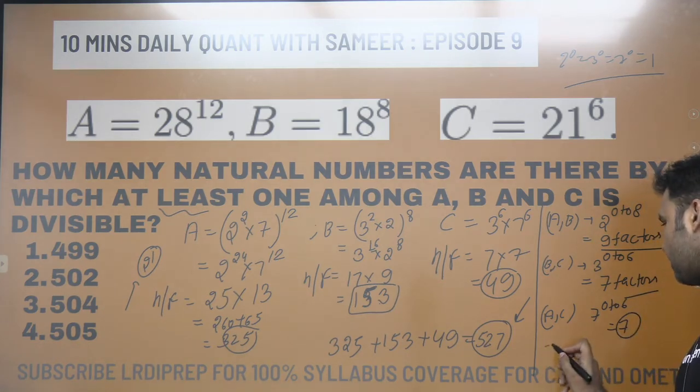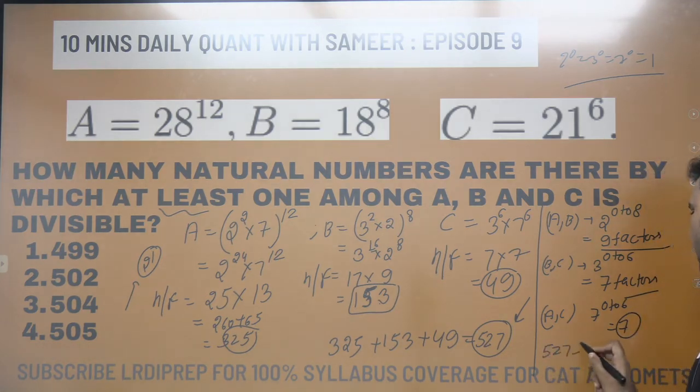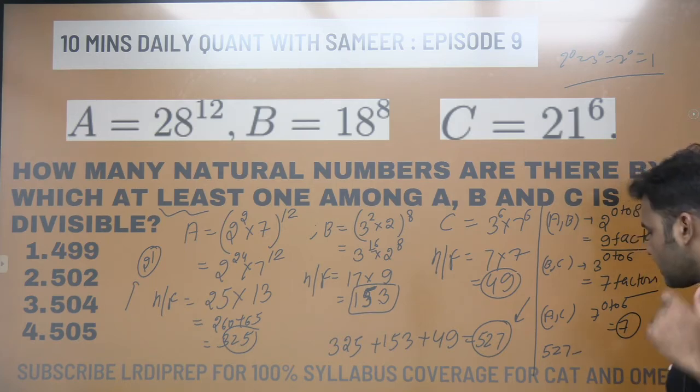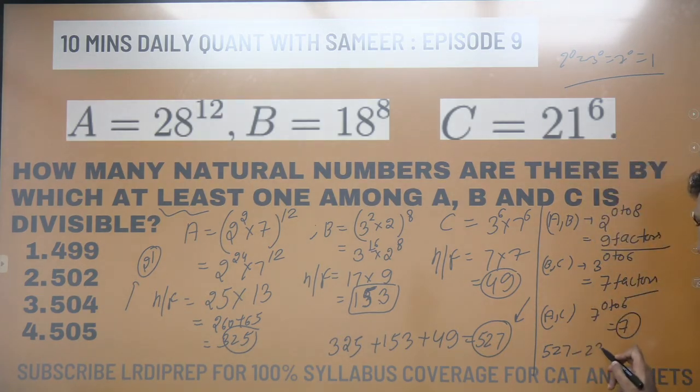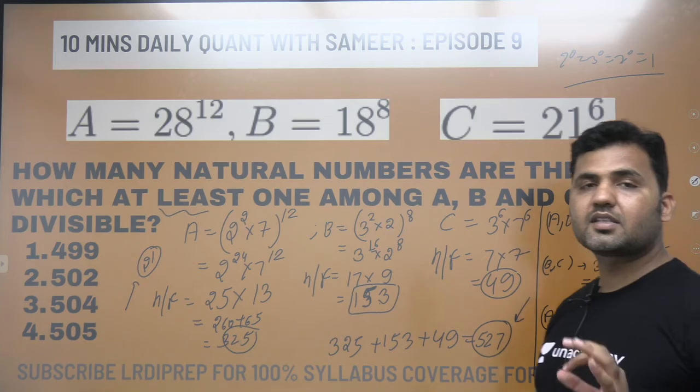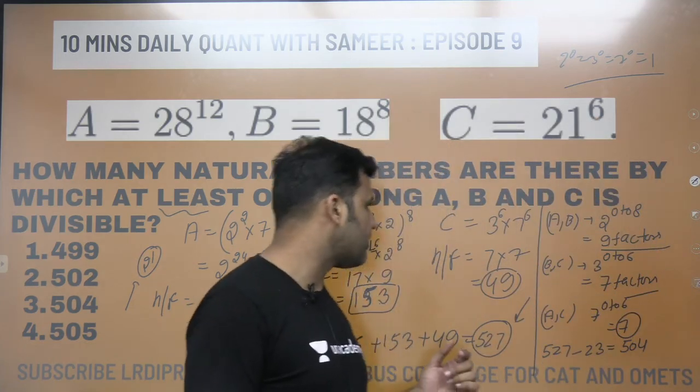So when I subtract all these common factors from 527, 9 plus 7 plus 7, 9 plus 7 is 16, 16 plus 7 is 23, 527 minus 23. This gives you 504 factors.